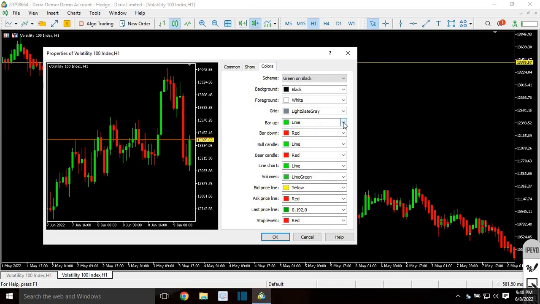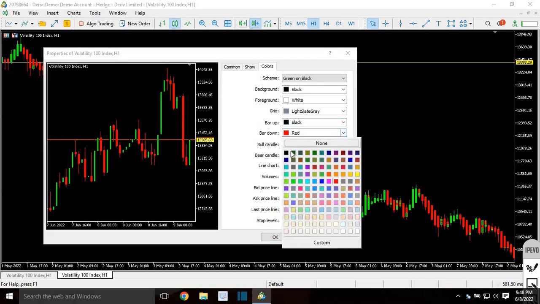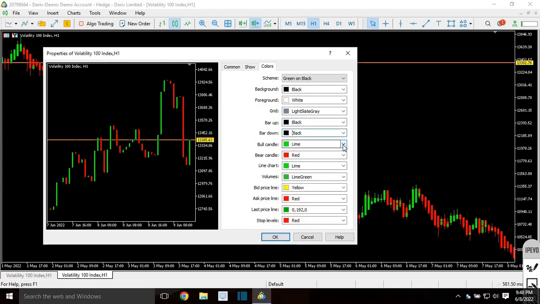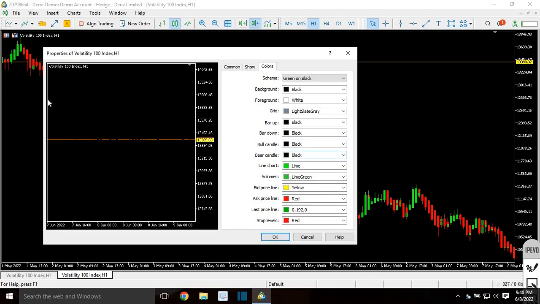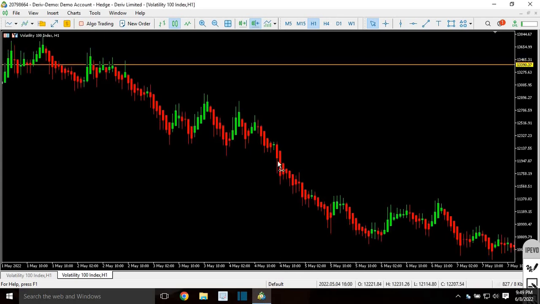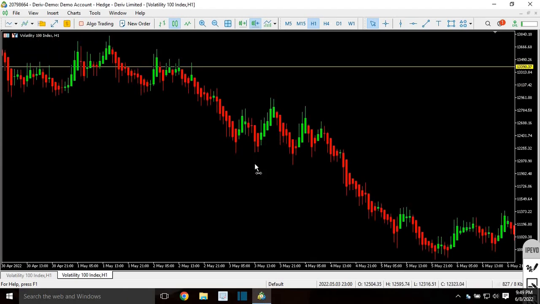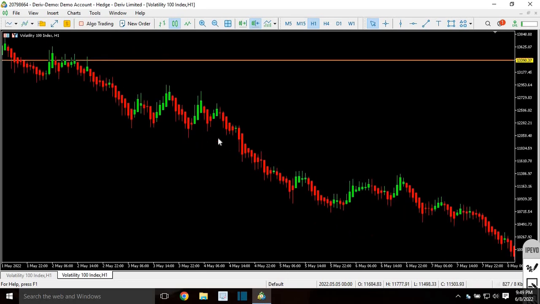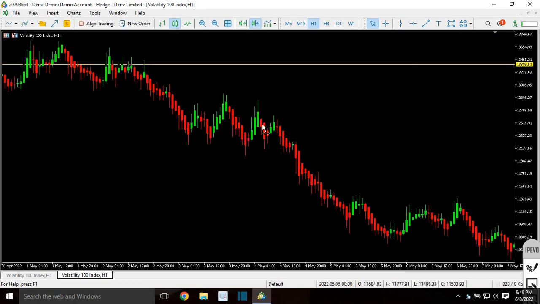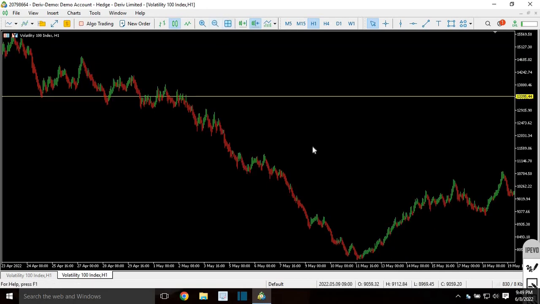So let's get the bar up, make it black. So we are making every color right here similar to the background color, right? So bar down, make it black as well. Bull candle, make it black. Bear candle, make it black. So you can see this field has nothing left, right? So when you click OK, you will now be left with only candlesticks for the Heiken-Ashi and the colors that we selected. So pretty much that easy.